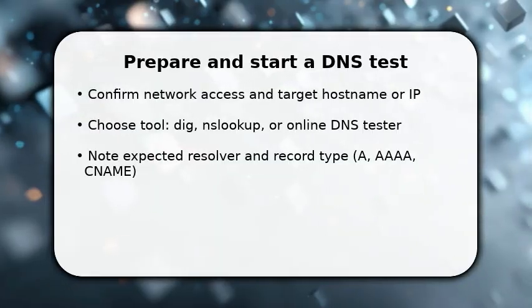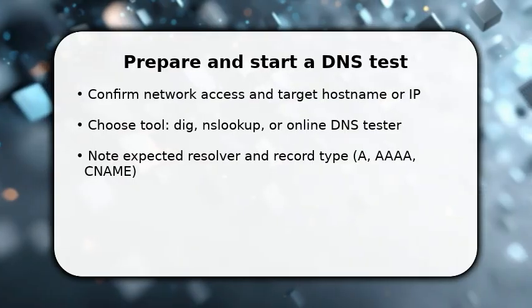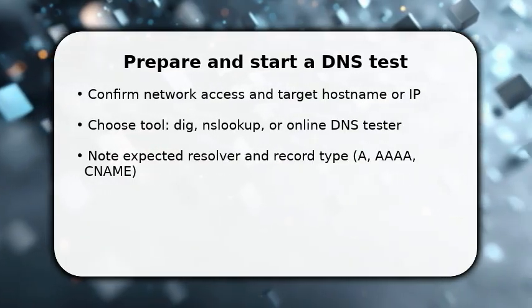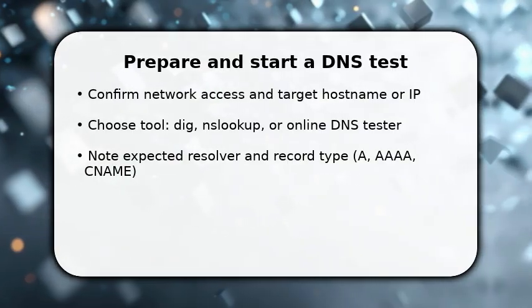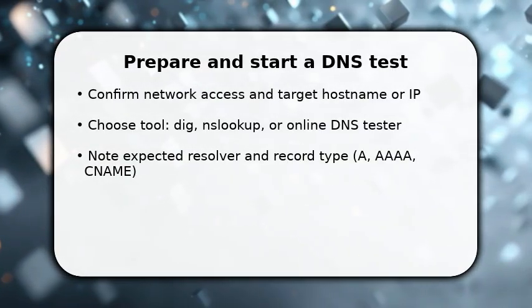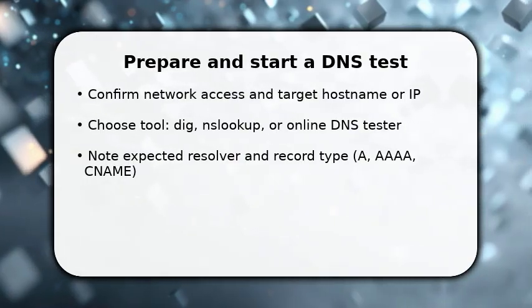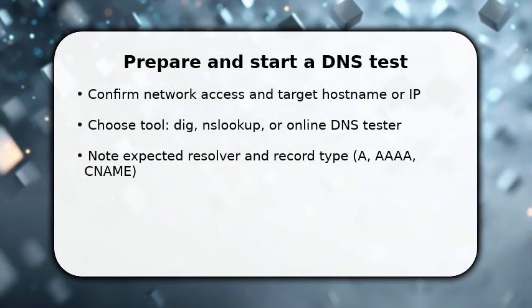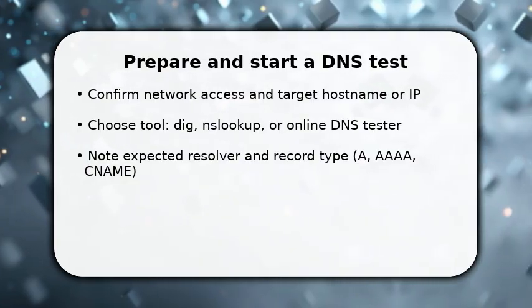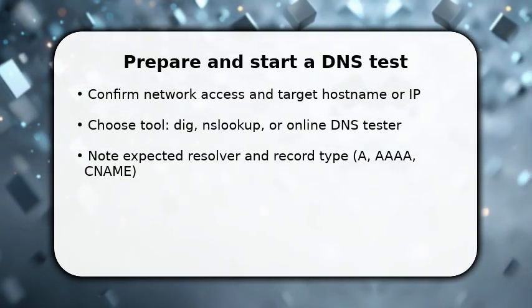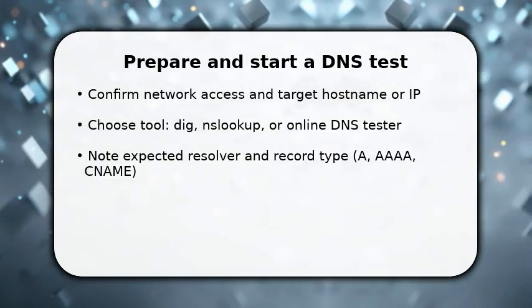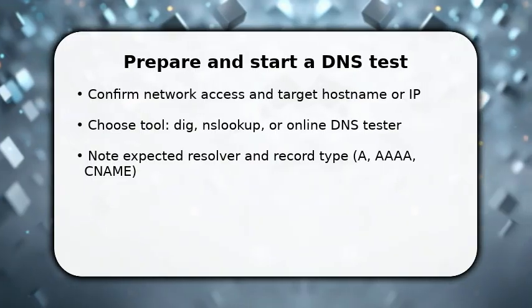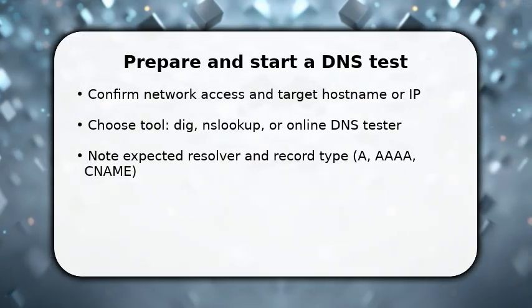You begin by picking the exact name or IP you will test and a resolver to query. This matters because different resolvers can return different records. Use a command line tool like dig or nslookup so you can see raw responses. Online testers work too. Once done, specify the record type: A for IPv4, AAAA for IPv6, CNAME for aliases, and set the timeout. This ensures you capture authoritative answers rather than cached or partial data.